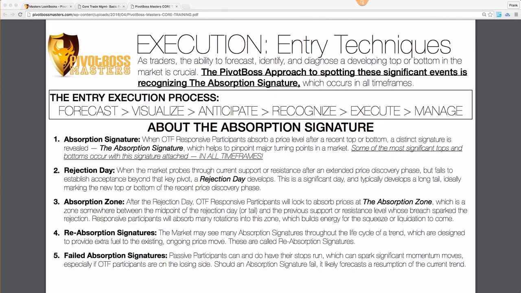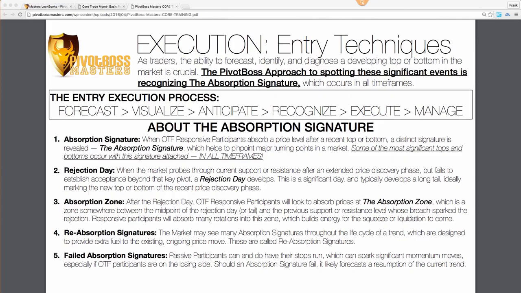Usually, when you see a real rejection day, the one you're looking for, it occurs after a price discovery phase and really pinpoints a top or bottom in the market. You can say, that looks like it's going to be the top or the bottom, right? That's that kind of signature. It takes the entire day to play out for that signature to be laid out in concrete and set in stone, but it's well worth it.